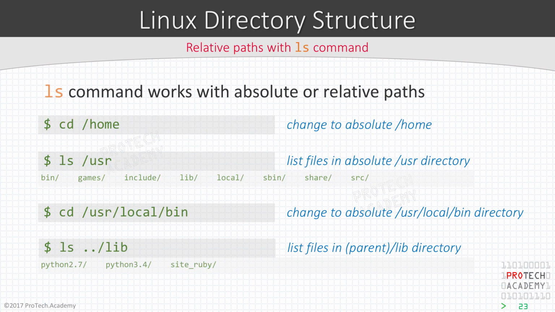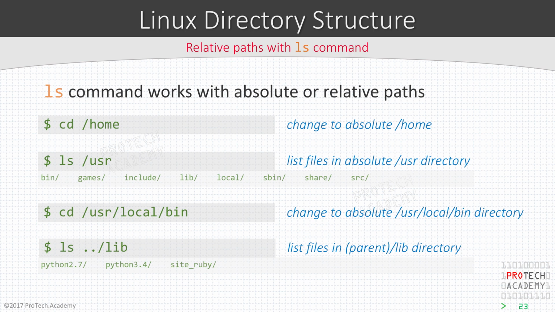Most Linux commands that use file or path names will work with absolute or relative paths. We've used both with the change directory command, but it's also common to do with ls. ls space /user shows us the contents of the /user directory no matter where we happen to be at the moment. Likewise, ls space ../lib shows us the contents of the lib directory next to the directory we are in. A directory next to another directory is a sibling directory.